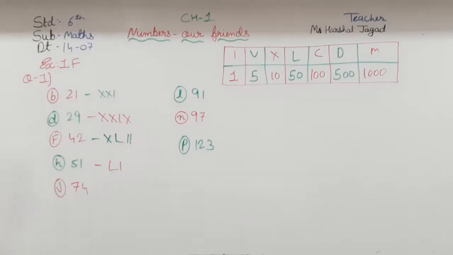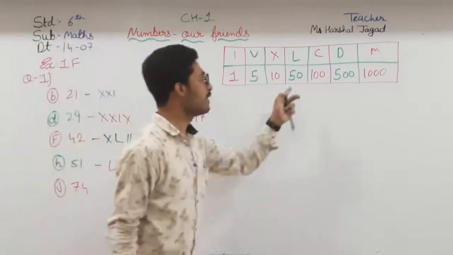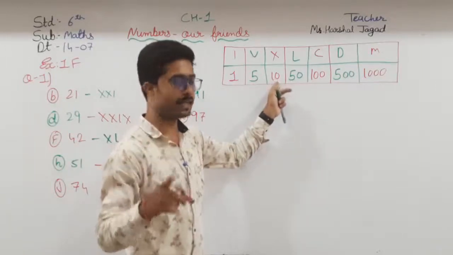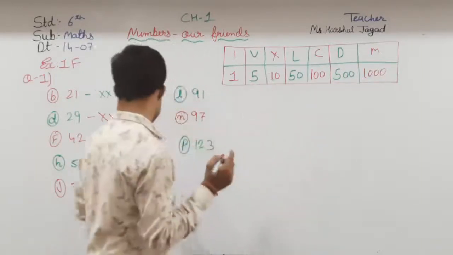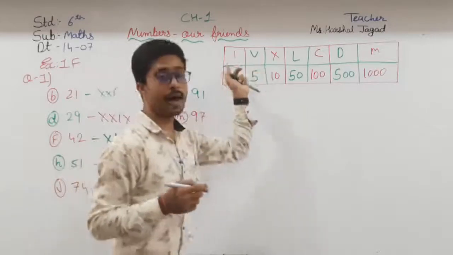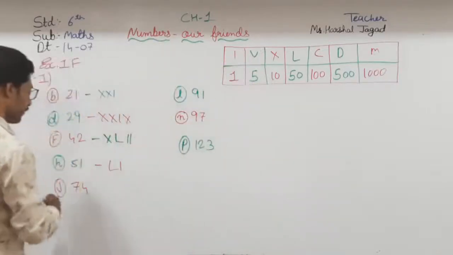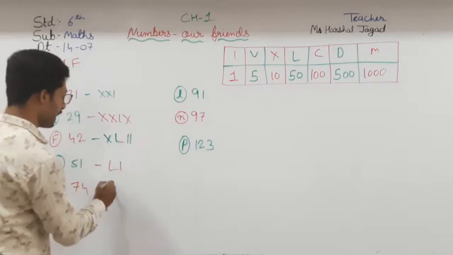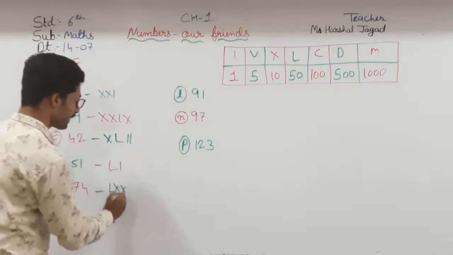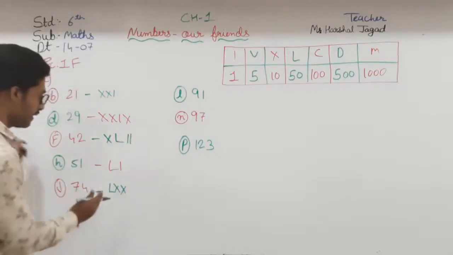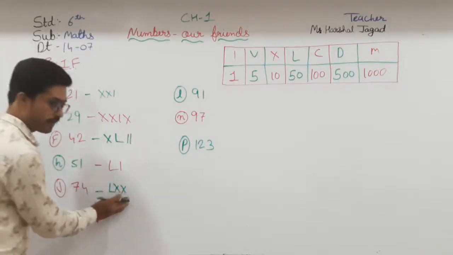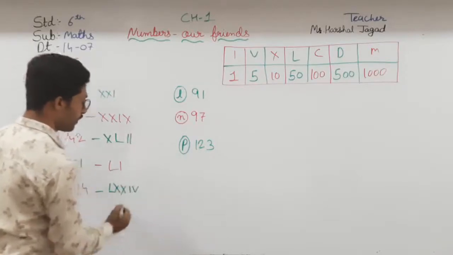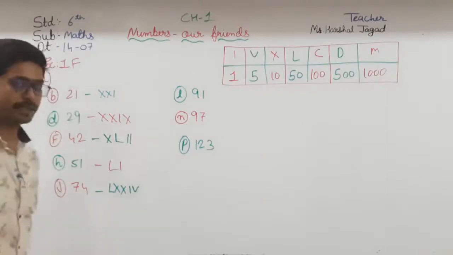Okay, next, that is 74, J. Here we have to make 74, so for that 50 plus 10, that is 60, plus 10, that is 70. Plus 4, that is IV. So here it will be what? First of all, LXX, that is what? 70. 50 plus 10 plus 10 and plus 4. This is 4, so it is 74.